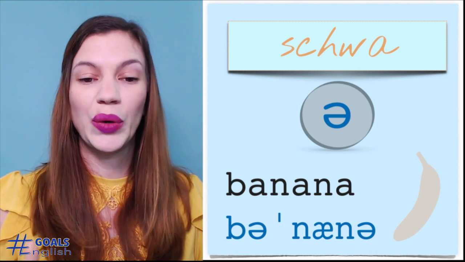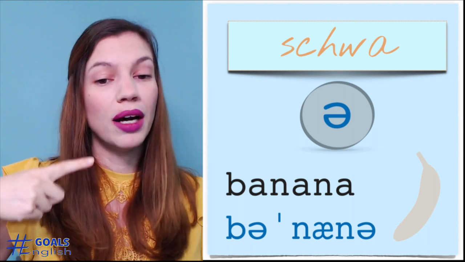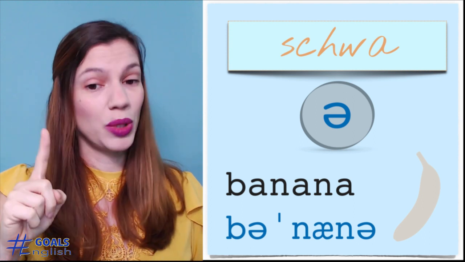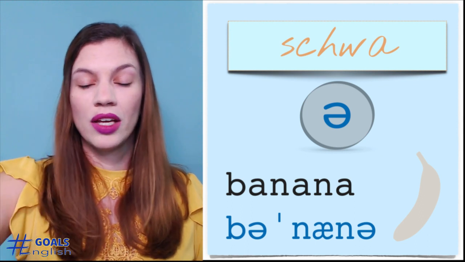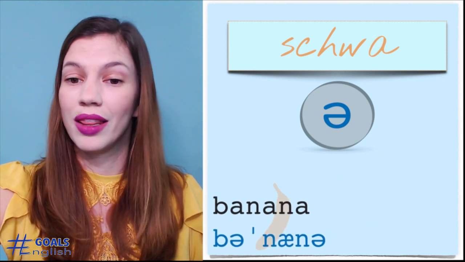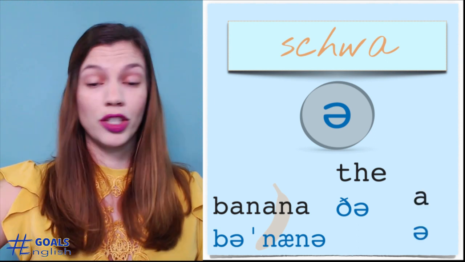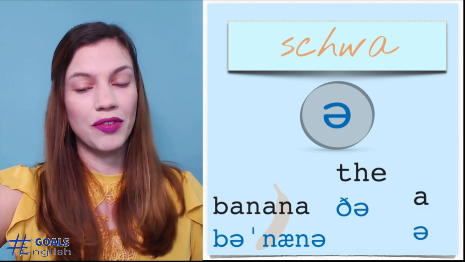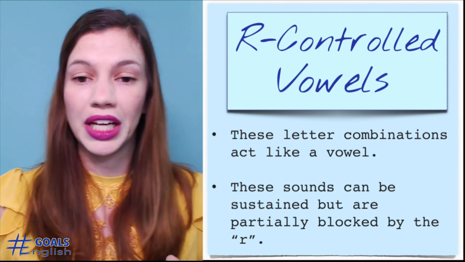So we see it in a word like banana, right? We have two schwas there. Ba-na is short a, and then na, the schwa again. Banana. We also see this in the word "the," and the word "a" is a schwa that is a word all by itself.